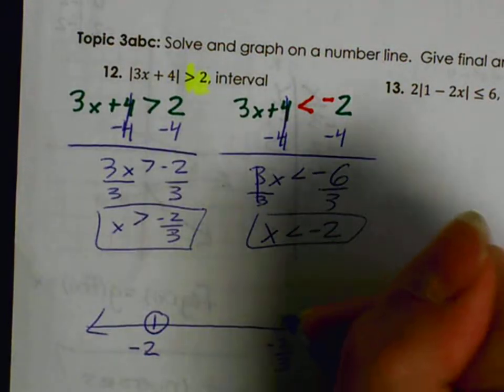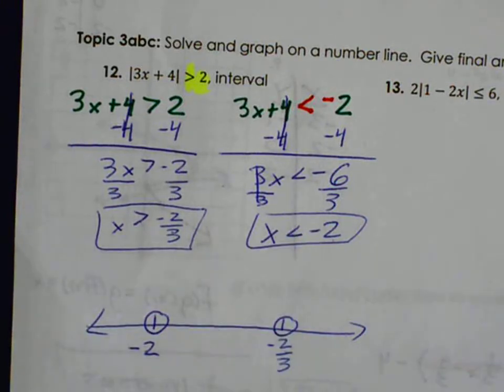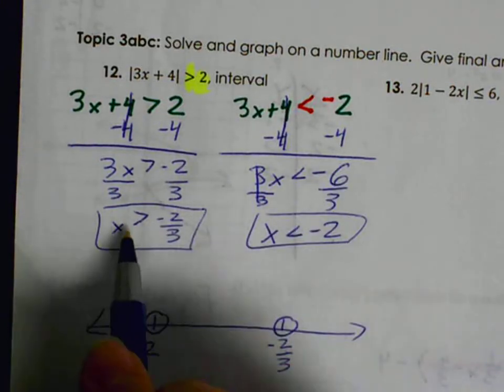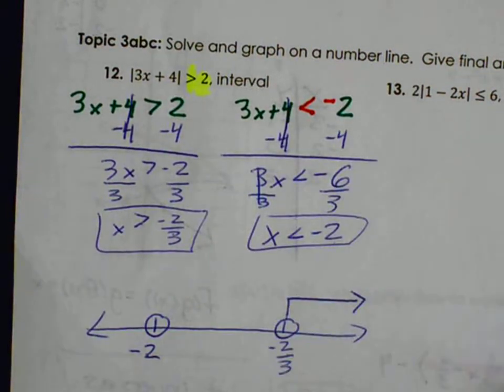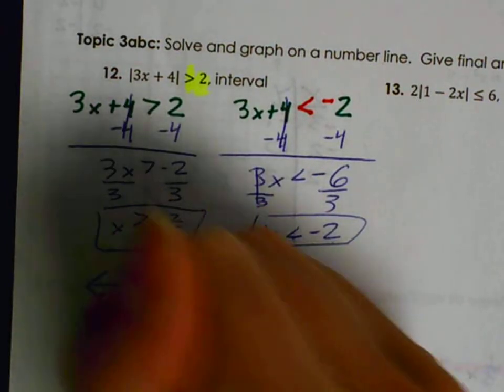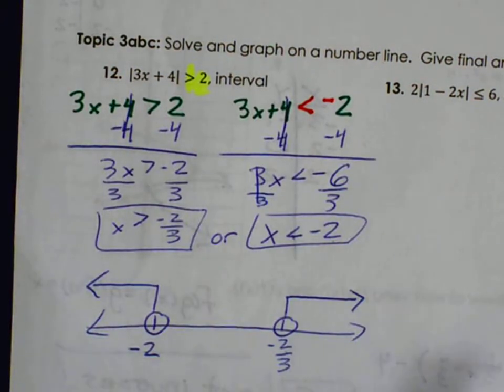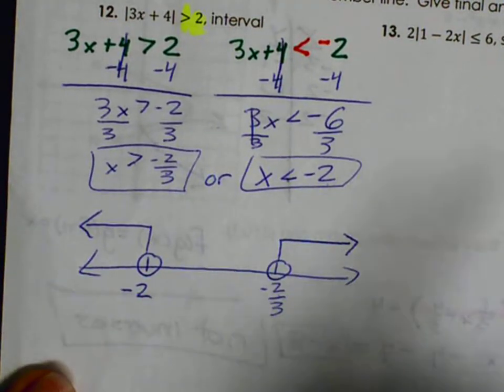I have open circles on both because I don't have an or equals, I just have greater than and less than. And this one, if it's greater than negative 2/3, it's going to the right. If this one is less than, it's going to the left. So this is actually an or inequality. And then my last step, it said, give it in your specified notation.